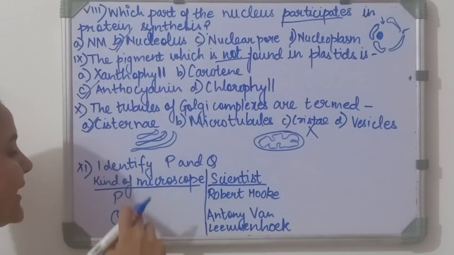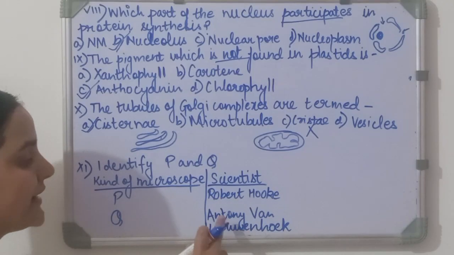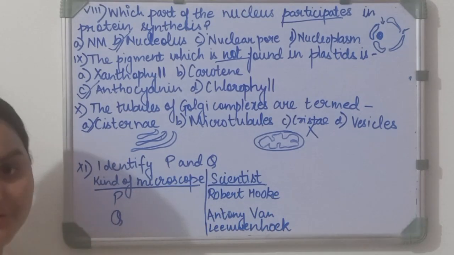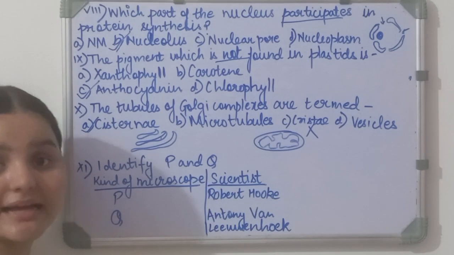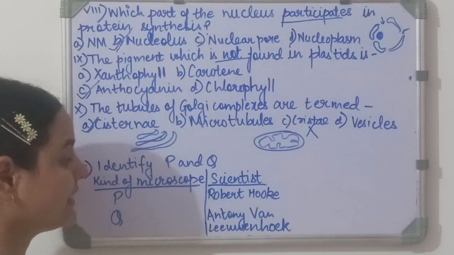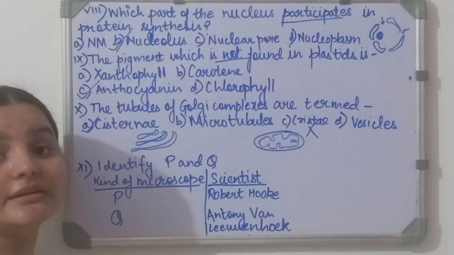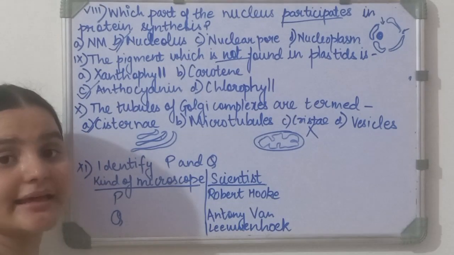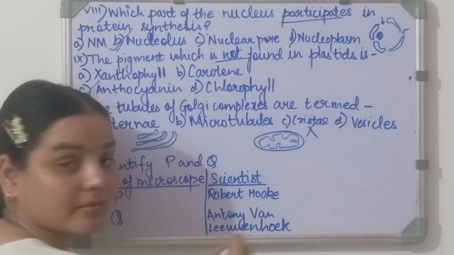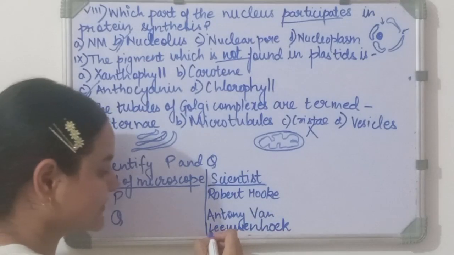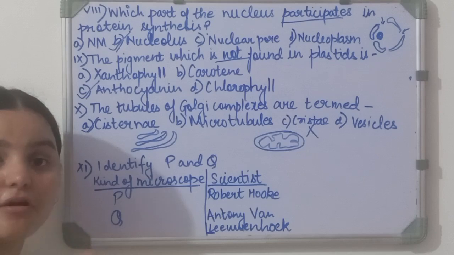Here P and Q are the different kinds of microscope which were used by scientists Robert Hooke and Antony von Leeuwenhoek. So you have to identify this. Robert Hooke, what did he observe? He observed cork cells and he discovered dead cells. And Anton von Leeuwenhoek, he observed live cells, and he gave the discovery of living cells. So you can remember the term live cells by his name, the first word, Leeuwenhoek. L for Leeuwenhoek, L for living cells.